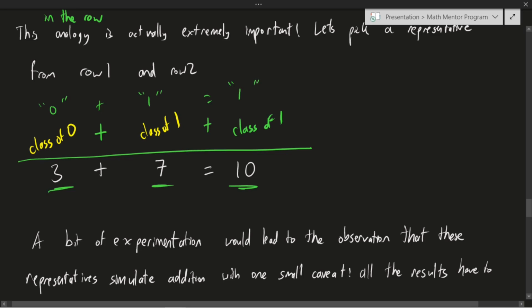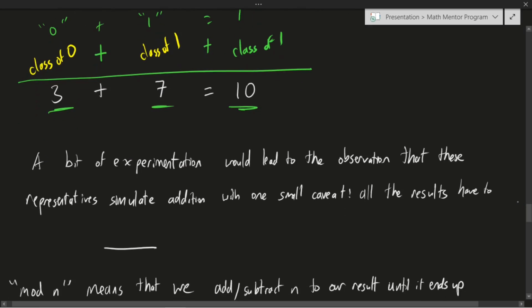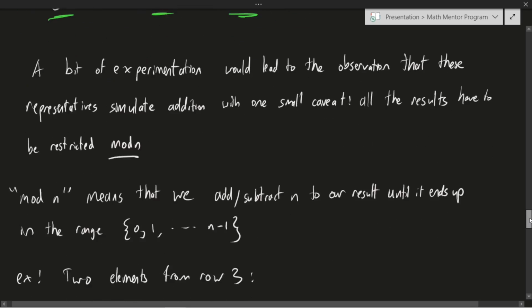And if you were seeing this for the first time, you may be inclined to believe, well, maybe this works for every single class. And after a bit of experimentation, you'd realize that you're correct. The representatives actually simulate addition with one small caveat. This caveat is written as follows. The results of our addition in this top bracket here have to be restricted mod n. Okay? So what does mod n mean?